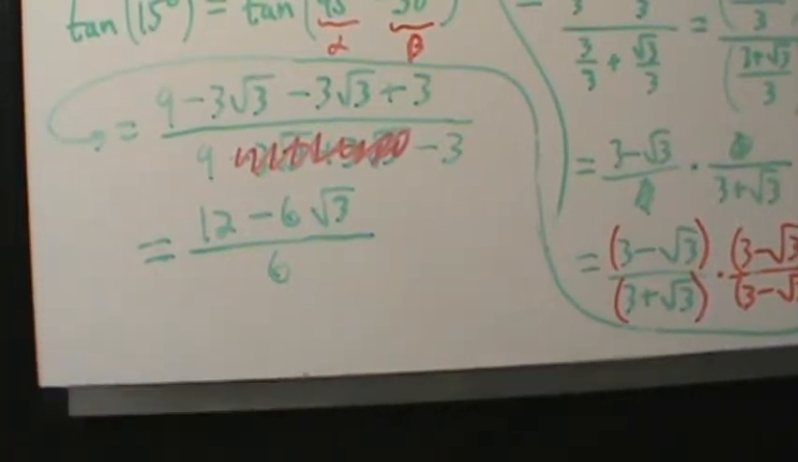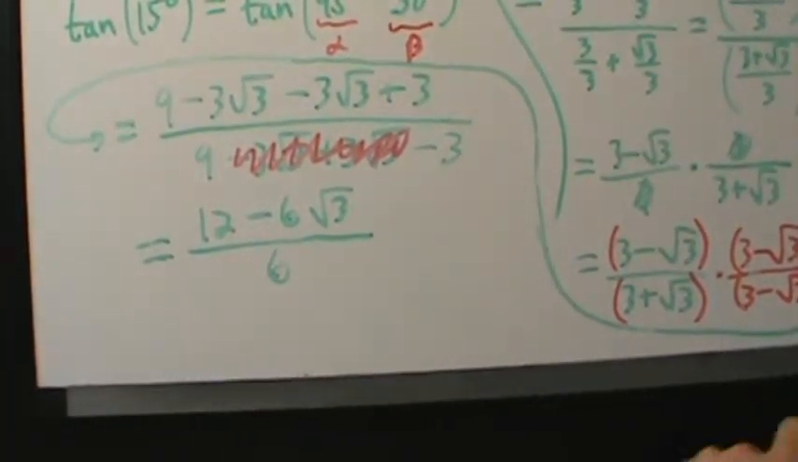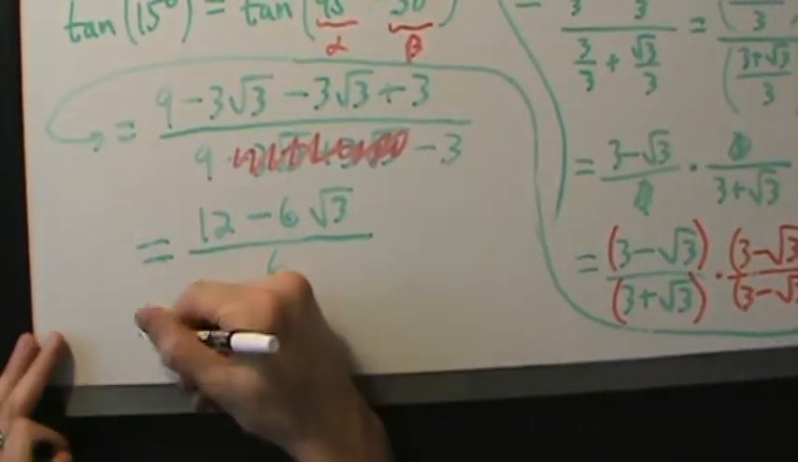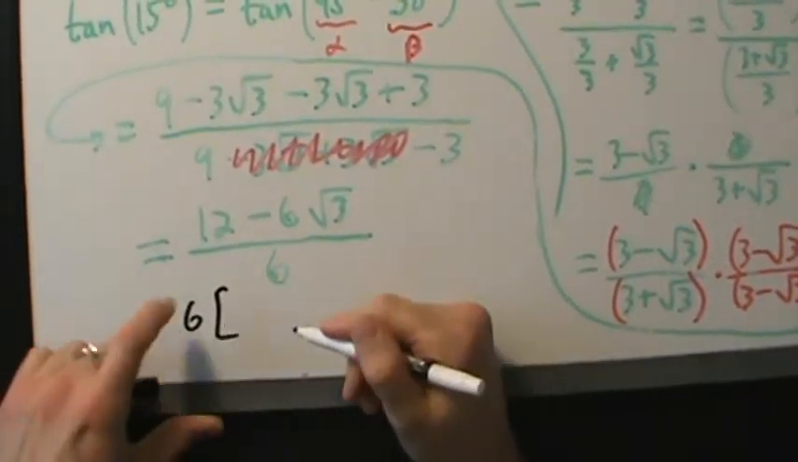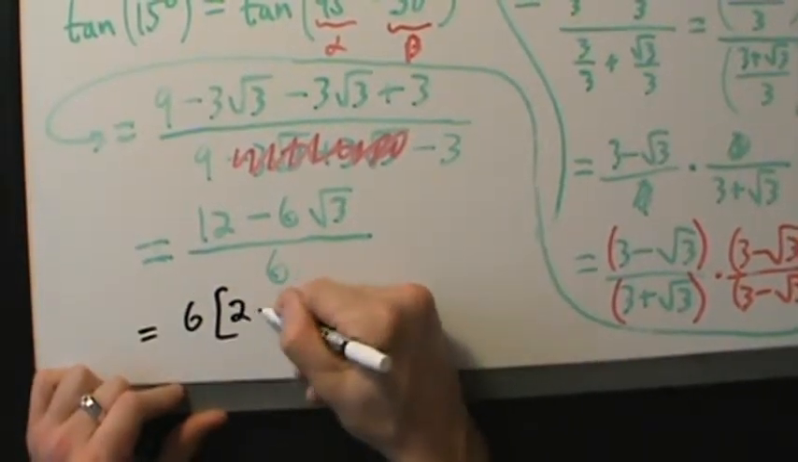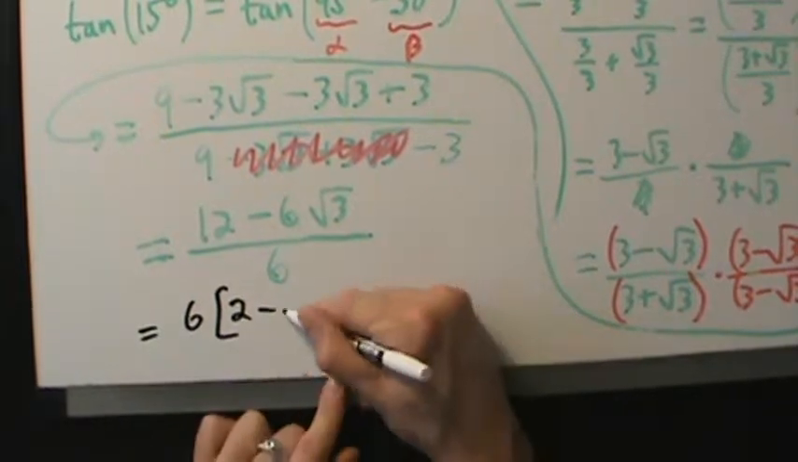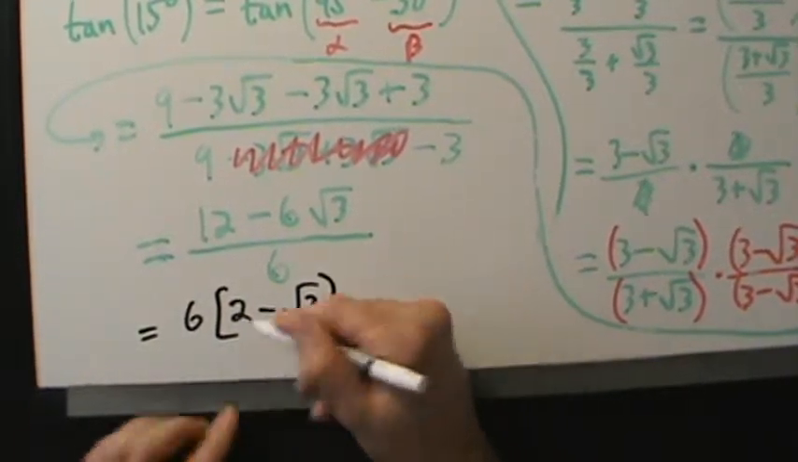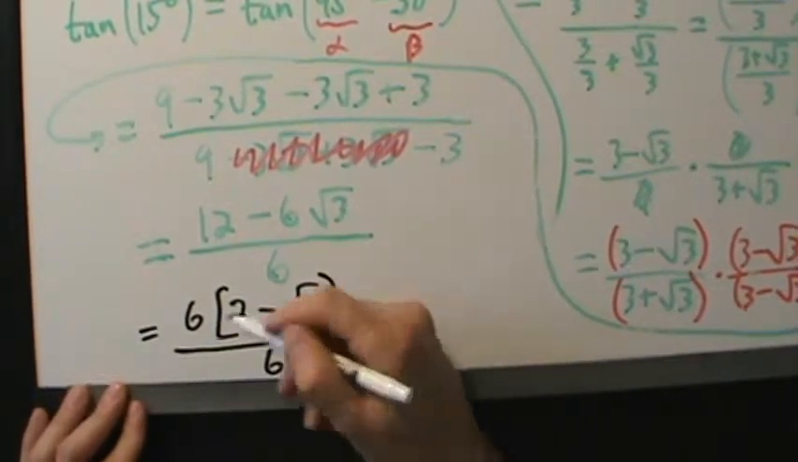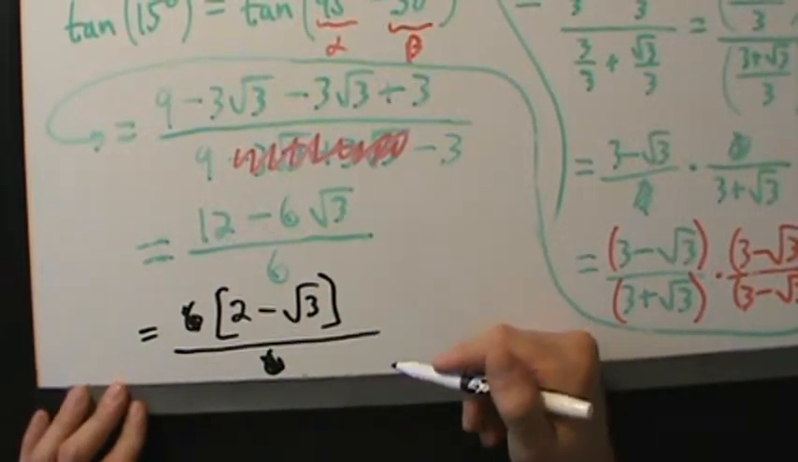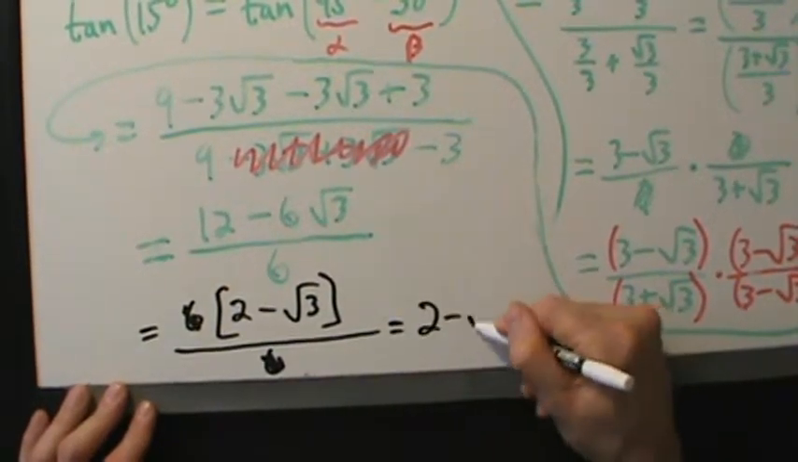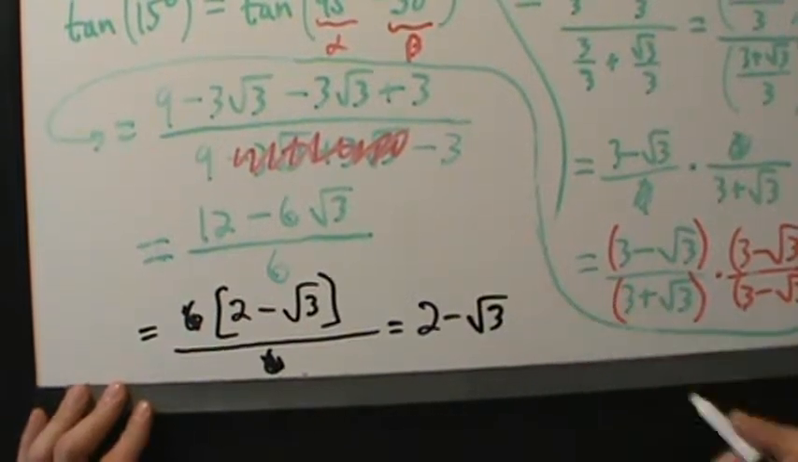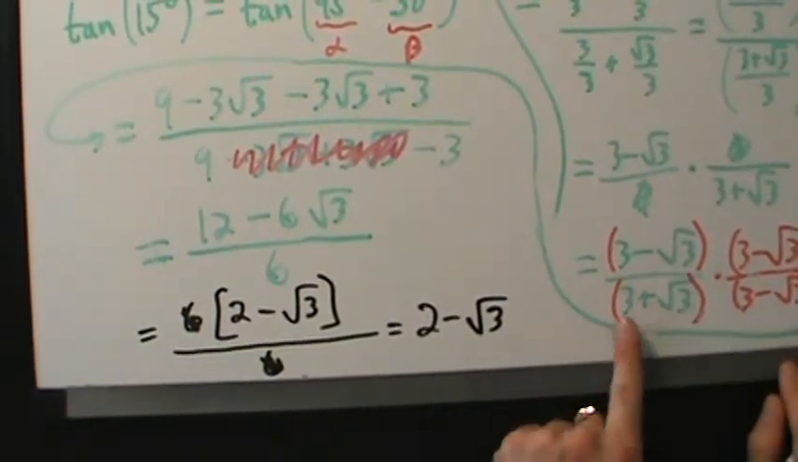Okay, let's maybe switch to a different color. We have 6 times the quantity. If we pull out a 6 from the 12, we have 2 left over. If we pull out a 6 from here, we have a root 3 left over. And then down here is still just 6, so this 6 cancels with that 6 that's down there. And then what we end up with is 2 minus the square root of 3, which is totally more simplified than 3 minus root 3 over 3 plus root 3.